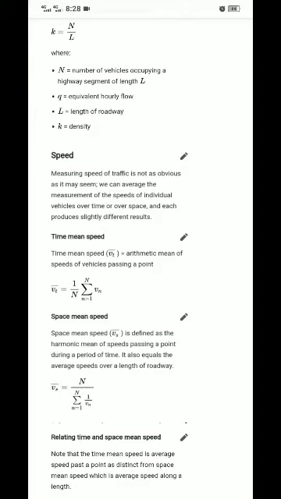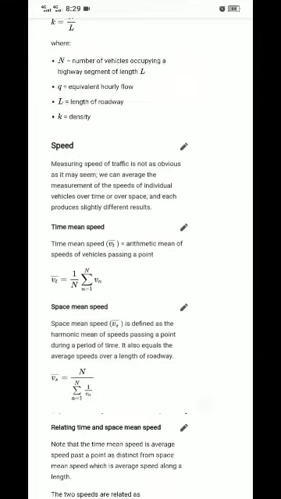So the next is the space mean speed. Space mean speed is defined as the harmonic mean of speeds passing a point during a period of time. It also equals the average speed over a length of roadway.